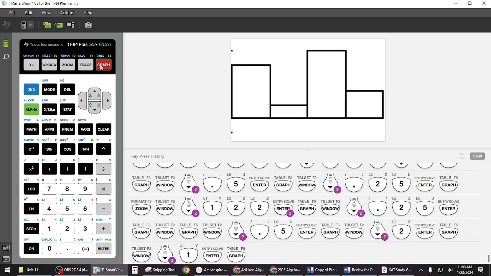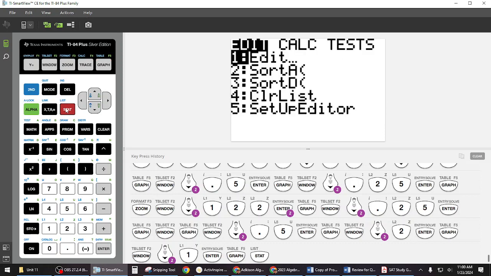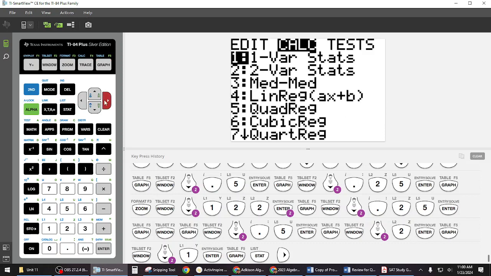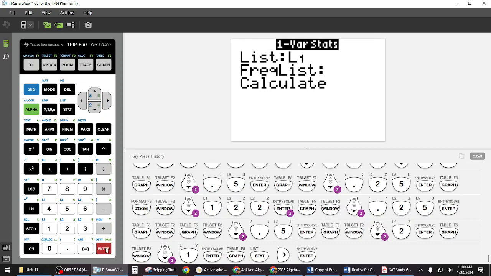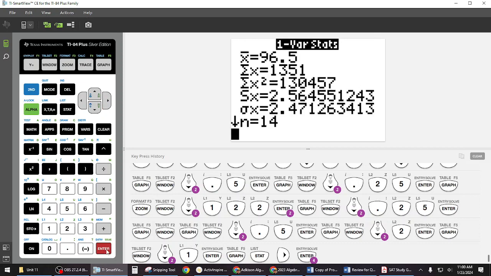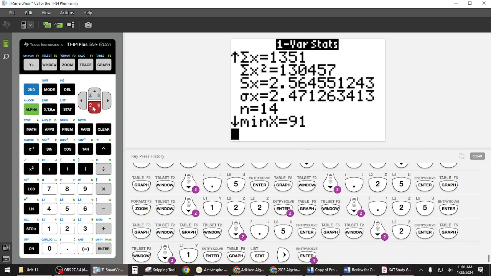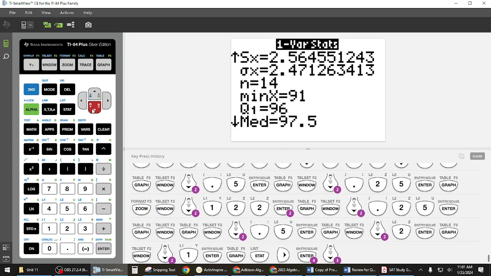So is this normal? Is it skewed? Anybody look at your statistics? Let's go look at a statistic report so that we know if the median and mean are close. They're going to be pretty close in this case because the data was not very spread out. So our mean is 96.5%, and our median was 97.5%. So our mean was lower.